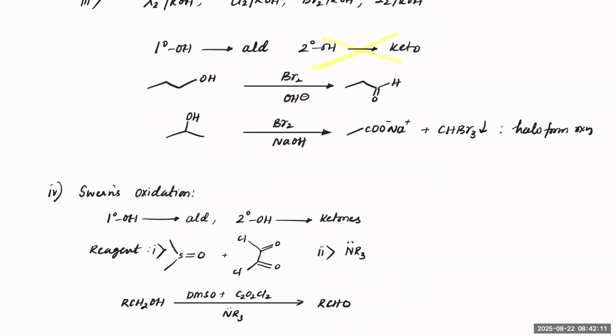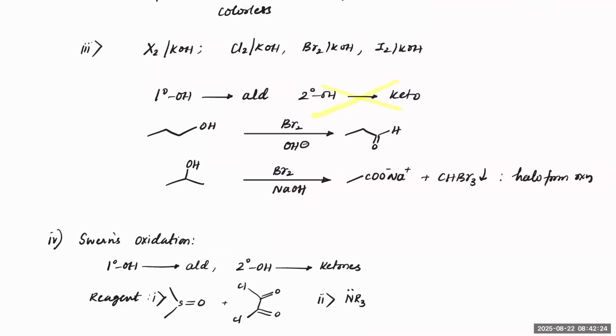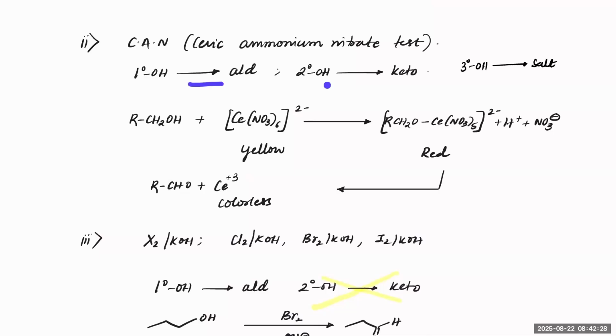Yes sir. Right. Next is X2 and KOH. That means chlorine in KOH or bromine in KOH or iodine in KOH. So how will the 1 degree alcohol be, if you have? Yes, tell me. Red to colorless is happening above, right? In this also, sir, red to colorless is happening, in this also red to colorless is happening, but there is a difference in timing, here it will be a bit faster, here a bit later. And sir, in 3 degree OH, it will remain red.